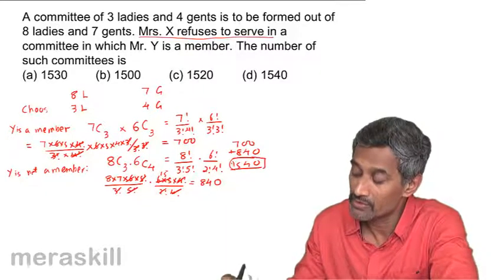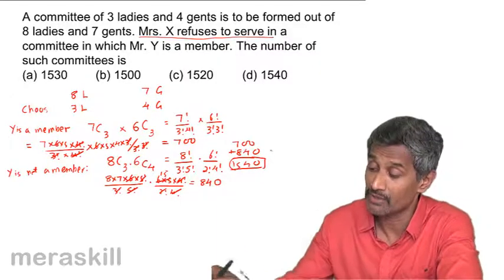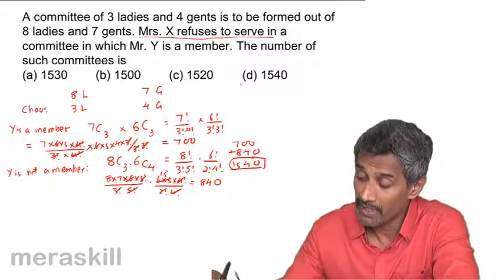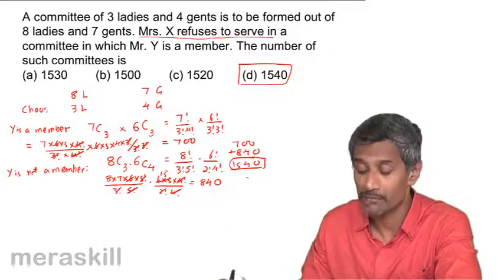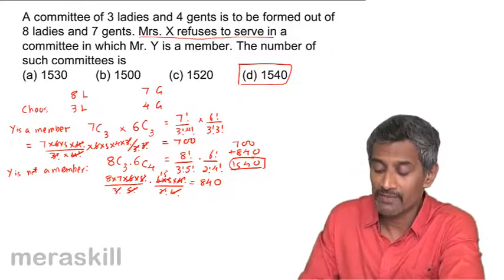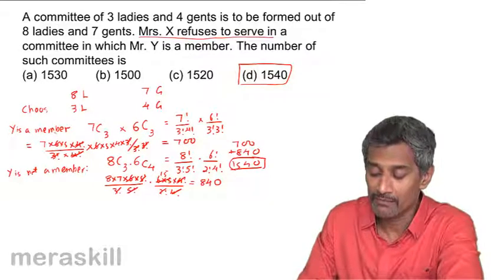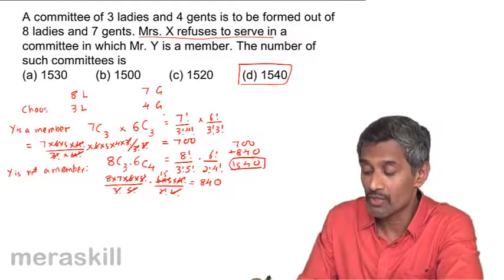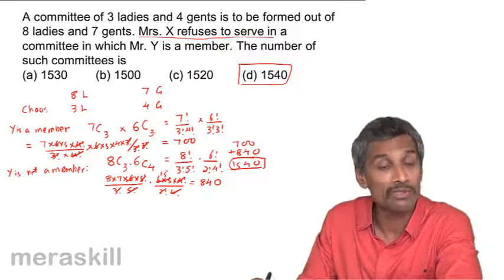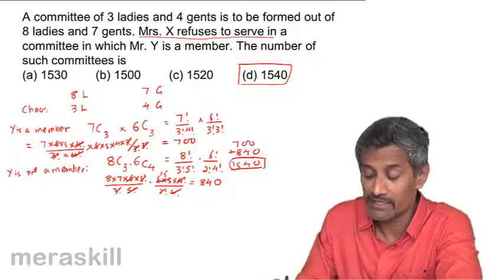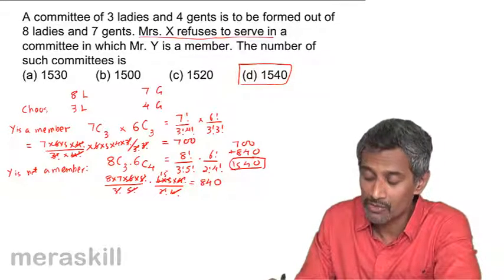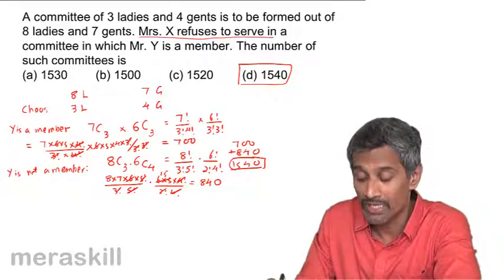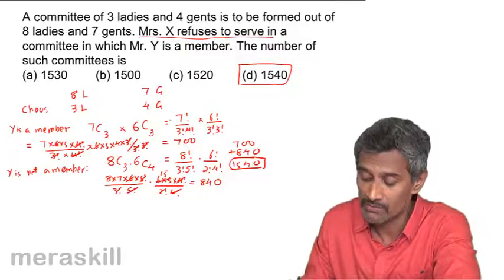So 1540 ways in which such committees can be made. So 1540 such committees can be made. So once again we consider 2 cases. Y is a member, which means you need to choose only 3 more members since Y is already included, out of 6. And now X will definitely not choose to be part of the committee. So you need to choose all the 3 ladies out of 7. So this is one possibility.